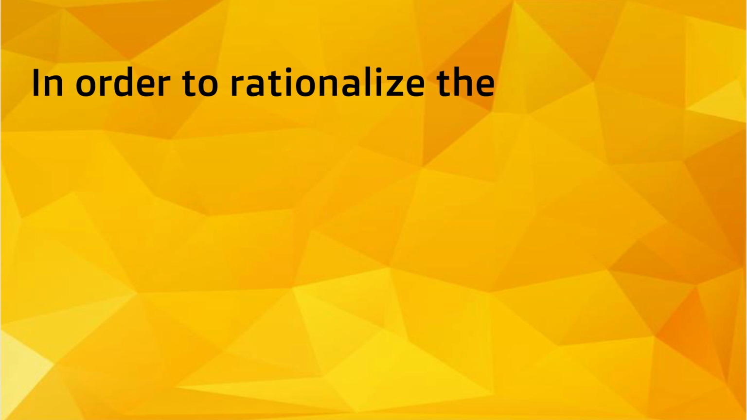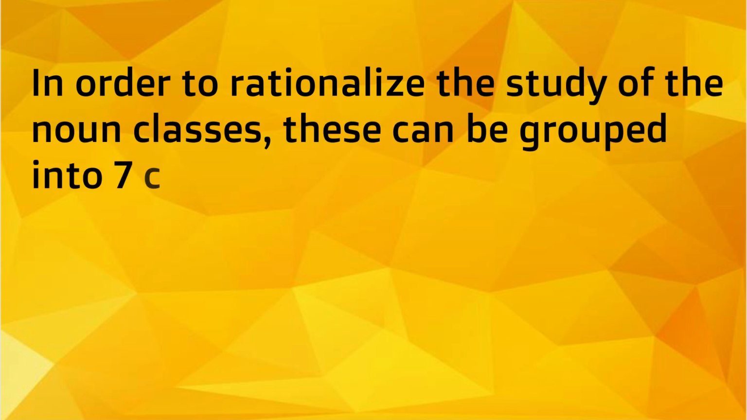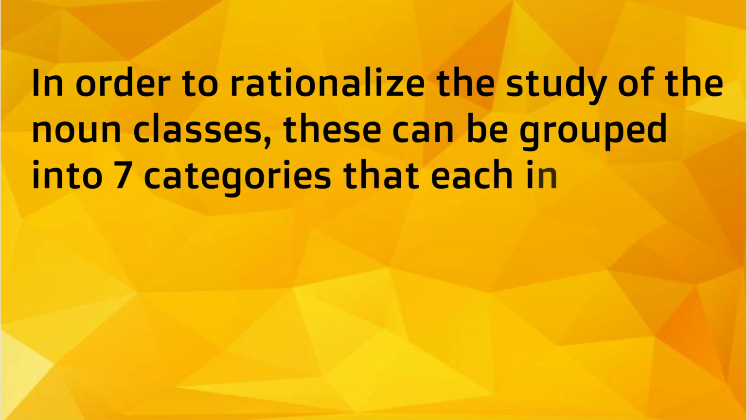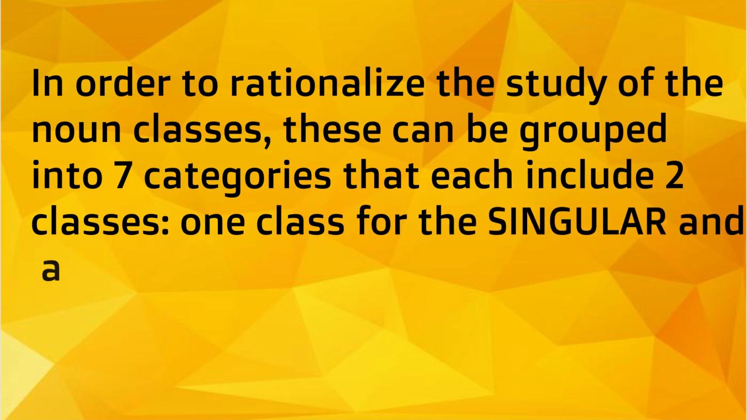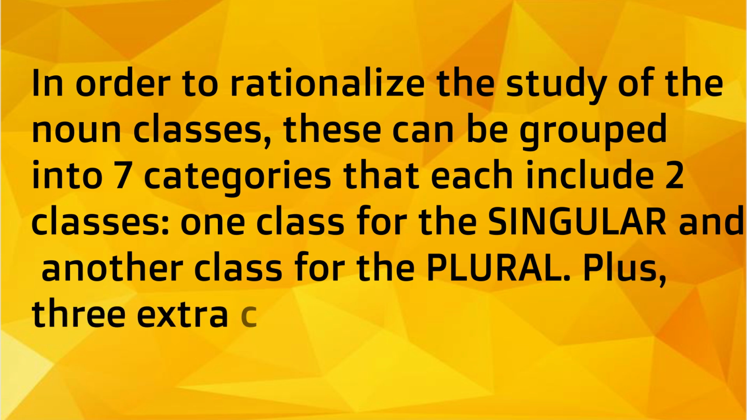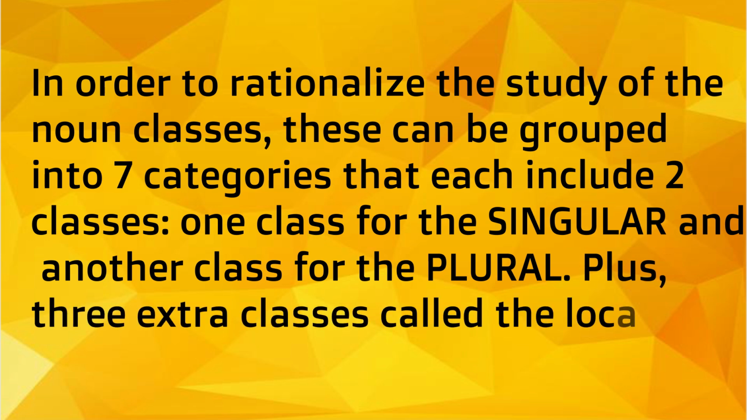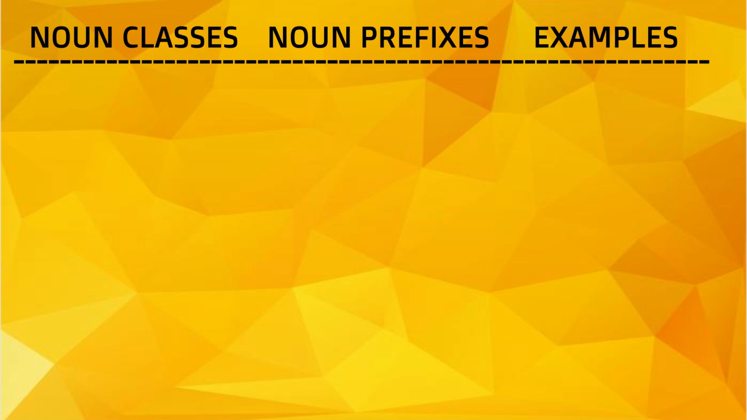Okay, and in order to rationalize the start of the noun classes, this can be grouped into 7 categories that each include 2 classes, one class for the singular and another class for the plural, plus 3 extra classes called the locative classes. Okay, so the following noun exists. So we are going to have noun classes and then noun prefixes and then examples of noun in each particular class.